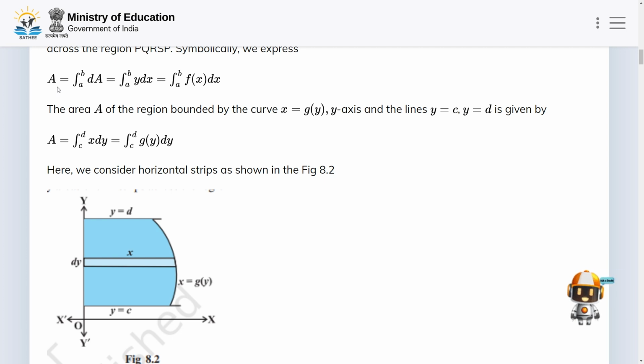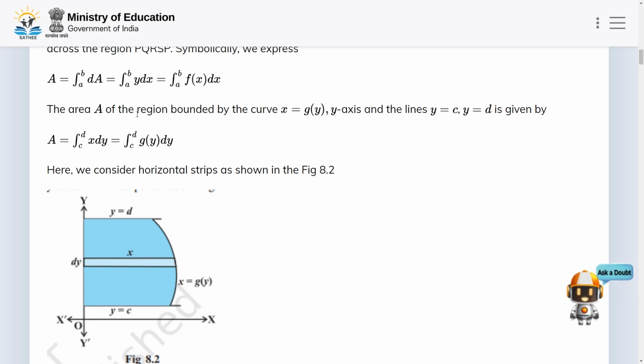Or the expression for capital A, which is the area under the curve, will be what? Definite integration from a to b of f(x) dx. Okay, now I hope it is clear to you. Now the second case can also happen, what?